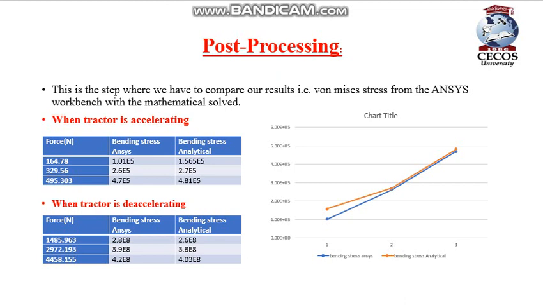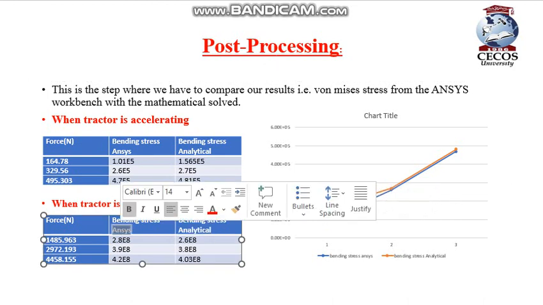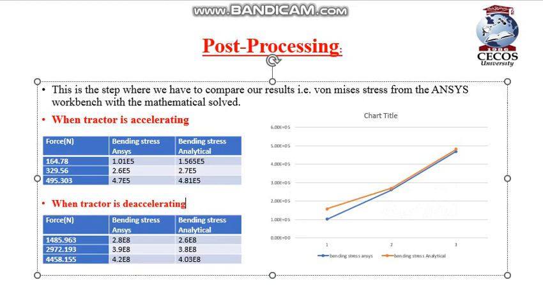This is the post-processing step, and in these steps we have calculated our values from ANSYS. These values are taken from the von Mises stress from the ANSYS workbench, along with the mathematically solved values, like this. As you can see here, when the tractor is accelerated and when the tractor is decelerated, we have taken the bending stress analysis, analytical and ANSYS. We compare the values from ANSYS to analytical. So that's the post-processing step.